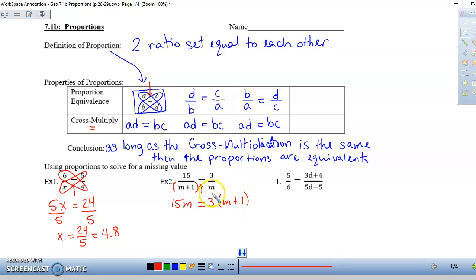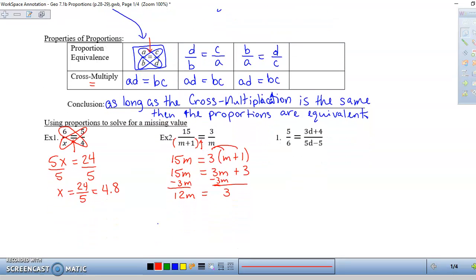And now whenever you have those parentheses, you do want to distribute. So here I get 15m equals, distribute, I get 3m, and then 3 times 1 is 3. Move my m's to one side, so subtract 3m from both sides. And now I have 12m is equal to, and then this is 3. Now you do have to be very careful here. It's very tempting to divide by 3 because it seems like that'll get you a nicer number. But you do always divide by the number that is with the variable. So I'm going to divide by 12.